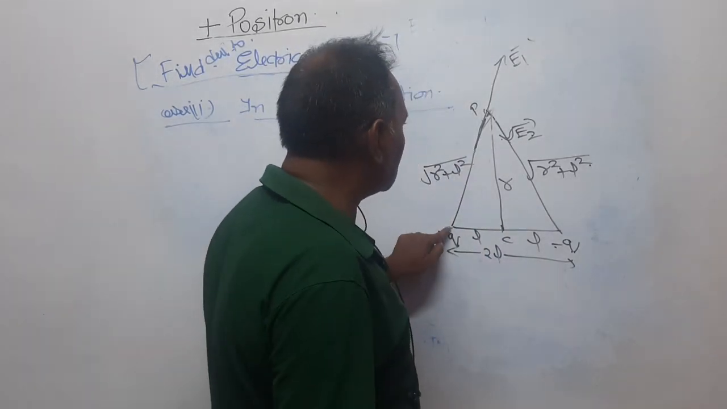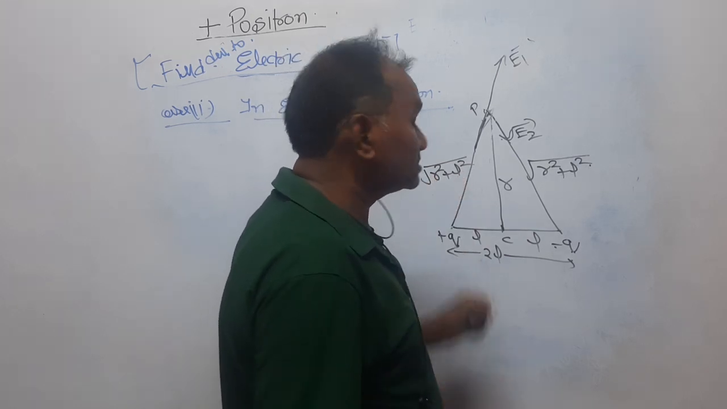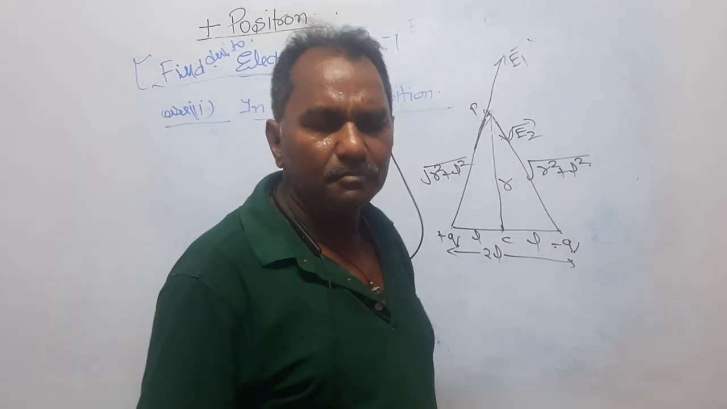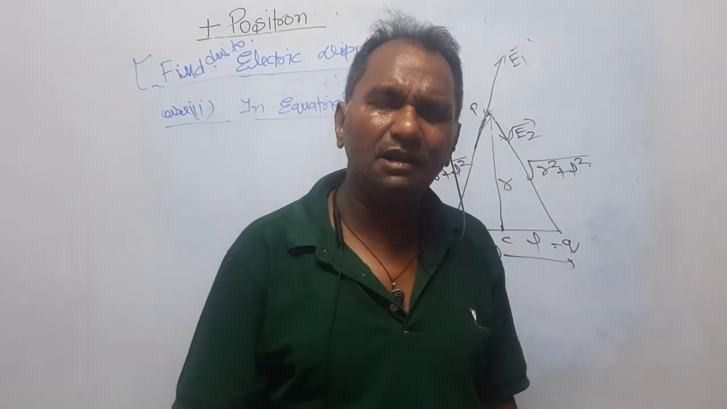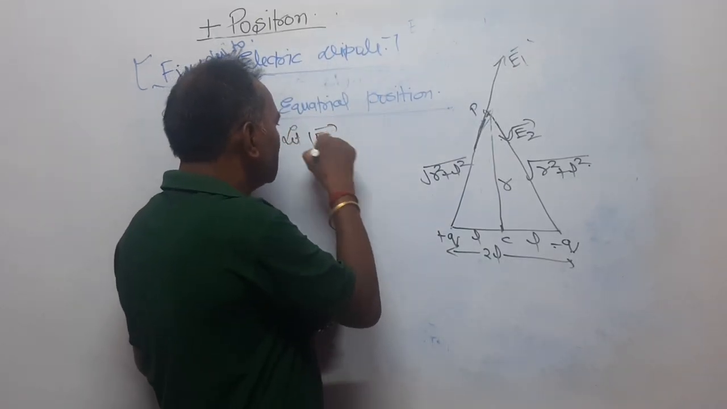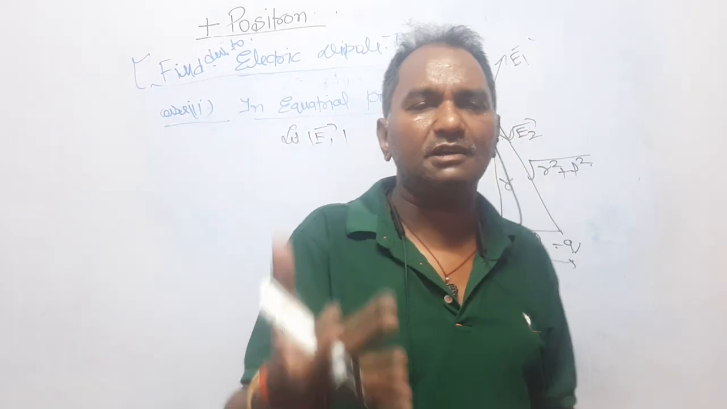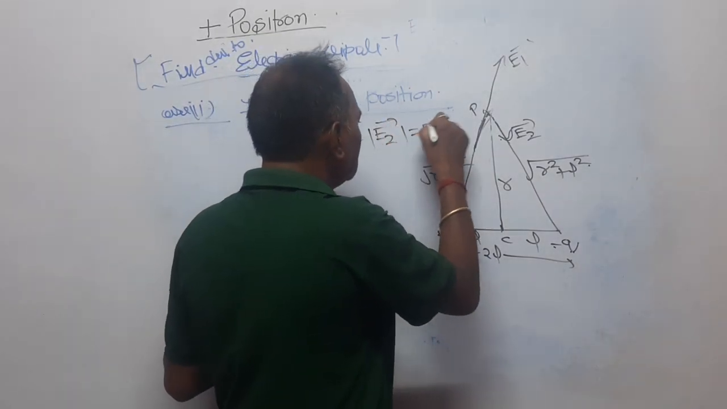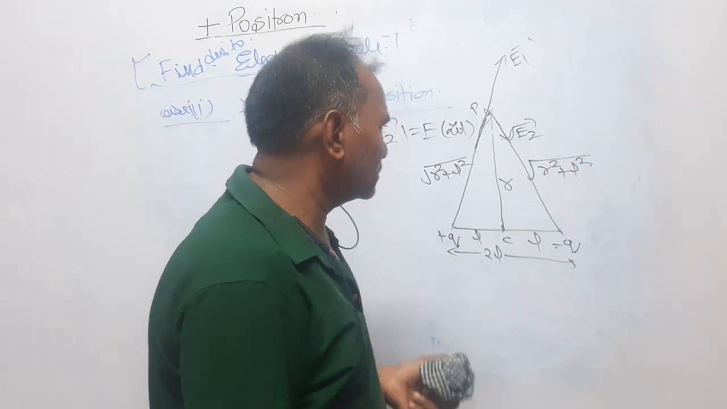So, the field due to plus q at point P is 1 upon 4 pi epsilon naught, q upon the square of this distance. In a similar way, the field at point P due to minus q is 1 upon 4 pi epsilon naught, q upon the square of this distance. So it is clear that E1 and E2 are equal in magnitude. E1 is a vector quantity, of which we are concerned only with the magnitude at this time, so mod of E1 is equal to mod of E2, and that is E. Suppose this, as it will make the calculation very easy.